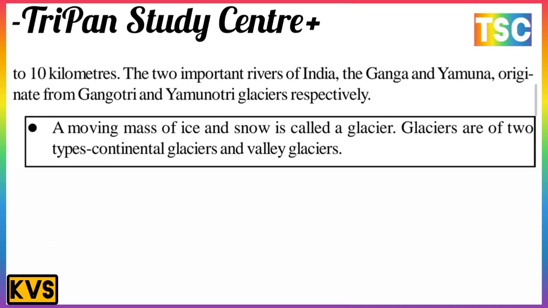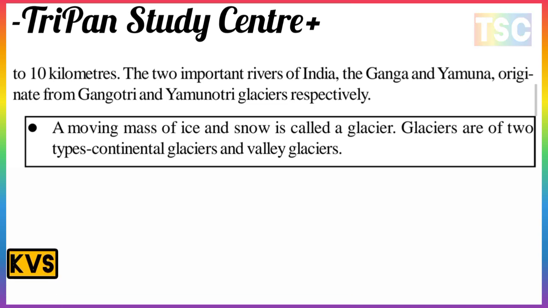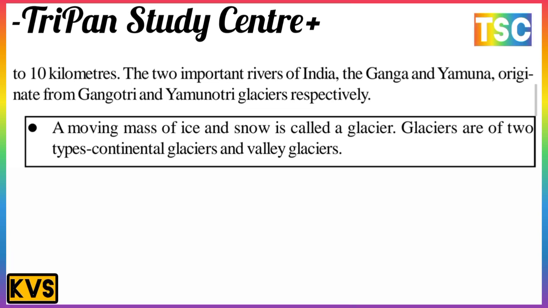The two important rivers of India, the Ganga and the Yamuna, originate from the Gangotri and Yamunotri glaciers respectively.